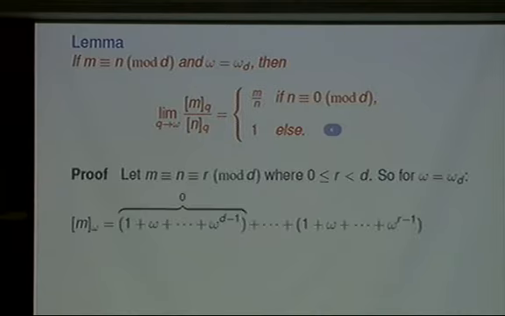Look, think about it. Suppose m and n are congruent. Suppose r is their residue, right? So some number between 0 and d minus 1. And now what happens if I try and plug omega into m? It's a geometric series. So what am I going to get? I'm going to get 1 plus omega squared. And once I get to omega to the d minus 1, I can forget about those terms because they sum to 0. This is a dth root of unity.